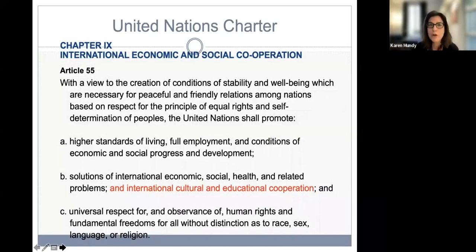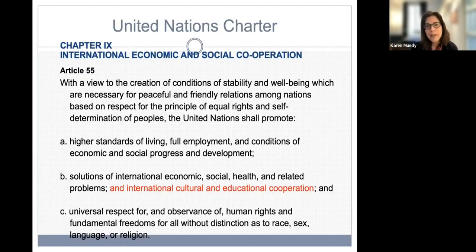So this is the part of the Charter, Chapter 9, that deals with international economic and social cooperation. It starts with a view to the creation of conditions of stability and well-being that are necessary for peaceful and friendly relations among nations based on the principle of equal rights. The United Nations' job is to promote, first and foremost, higher standards of living, full employment, and conditions of economic and social progress. And then secondly, solutions of international economic, social, health, and related problems. And remember, that list does not include education and international cultural and educational cooperation. And then it goes on to the universal rights and fundamental freedoms.